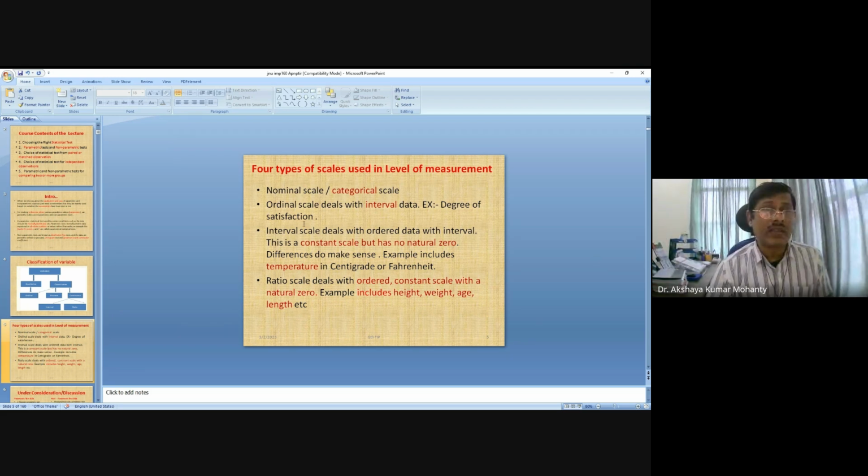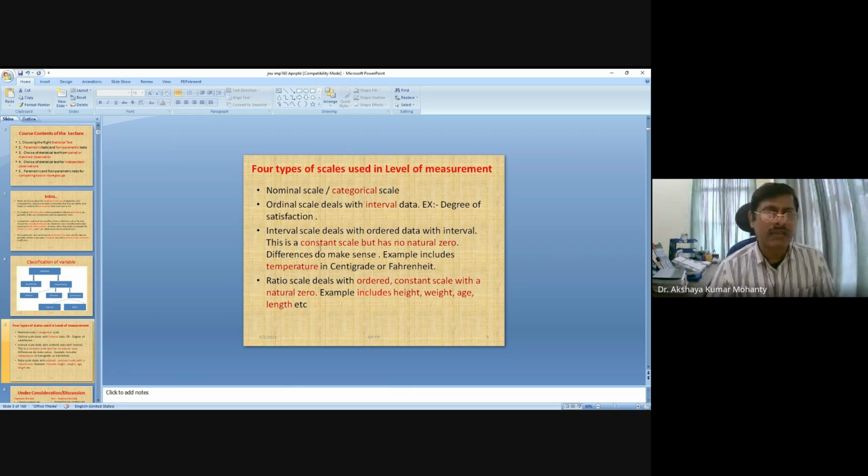The second type is the ordinal scale, which deals with the interval data, and an example is the degree of satisfaction. How much you are satisfied and how much you are dissatisfied is based upon your thinking. No other person can perceive, no other person can justify, and no other person can tell how much you are satisfied. It is only your perception, that means it is an ordinal approach. So the degree of satisfaction comes under the ordinal scales, and it is in the form of interval data.